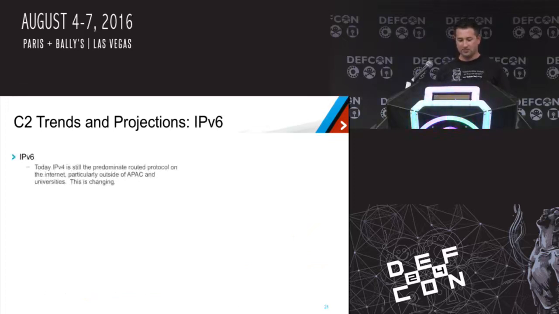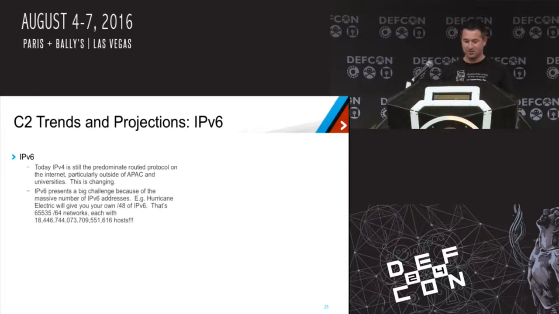Now, IPv6 is really interesting because we don't see quite as much of it as one would expect, even in the case of malware today. It's not as prevalent as we probably would have predicted 5 years ago, even with all the IPv4 net blocks being exhausted. But it actually represents a pretty big challenge for us in the security community.